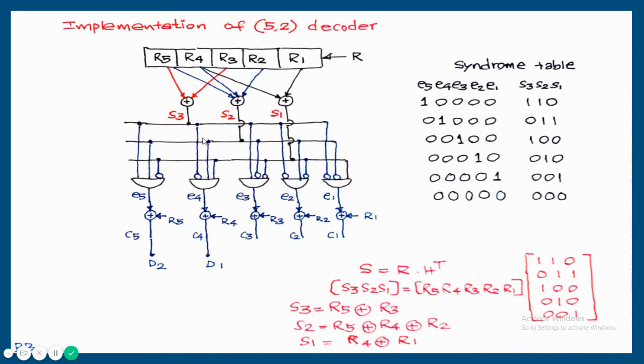Second connection is based on the second syndrome. Second syndrome is 011. That is why here complement. Both are directly connected. Third combination is 100. So that we can see here, 100. Even you can read that combination here. Next syndrome is 010. Next combination 001.